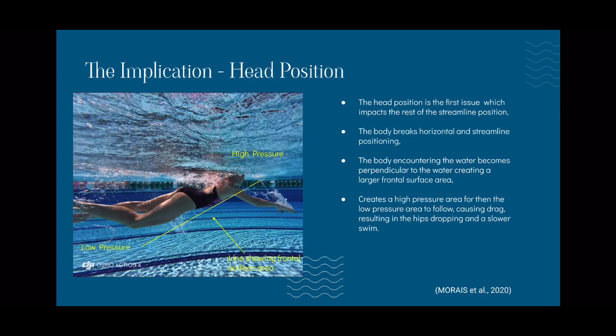This is because once the body is no longer in the aligned position, in fact vertical, a higher percentage of the swimmer's body is perpendicular to the direction of motion, which is the area that first encounters resistance from the water. This area is also a higher pressure. Once the swimmer propels past this water, it then becomes low pressure around the back of the head and the rest of the body, creating a low pressure drag. This is why the hips drop.